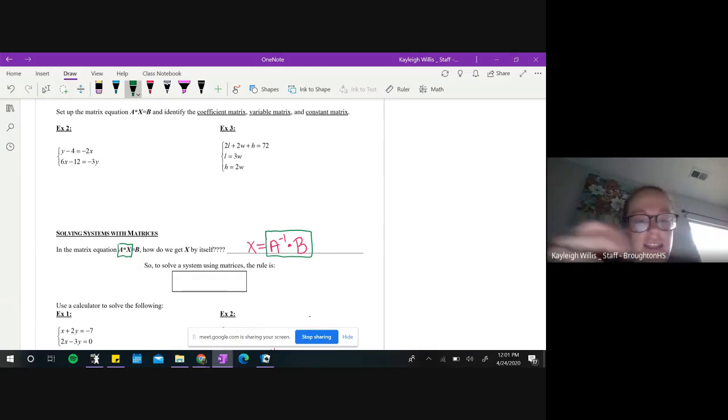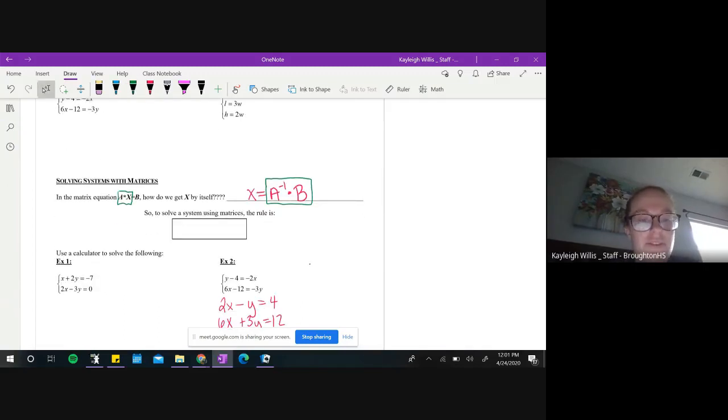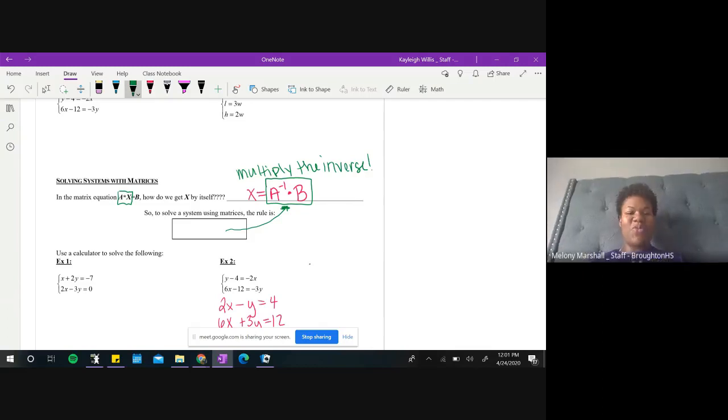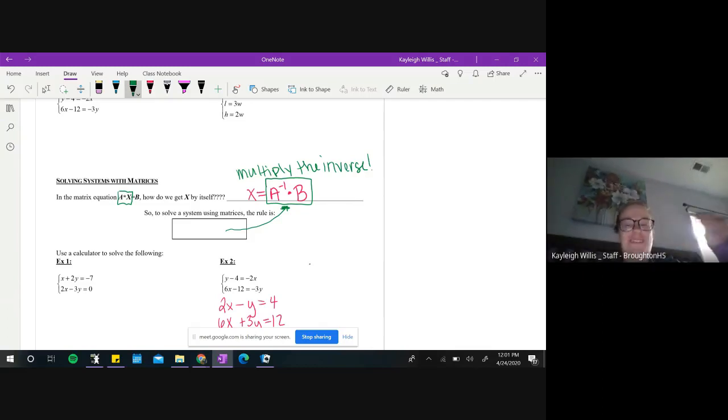If we had had it the other way around, then we would do it, but we don't set it up that way. So, oh, I think I was supposed to write something there. Yeah, multiply by the inverse. So I answered both questions. You multiply by the inverse. I should have read the question. My bad. Multiply by the inverse. So to solve a system using matrices, this is the rule. X equals A inverse times B.